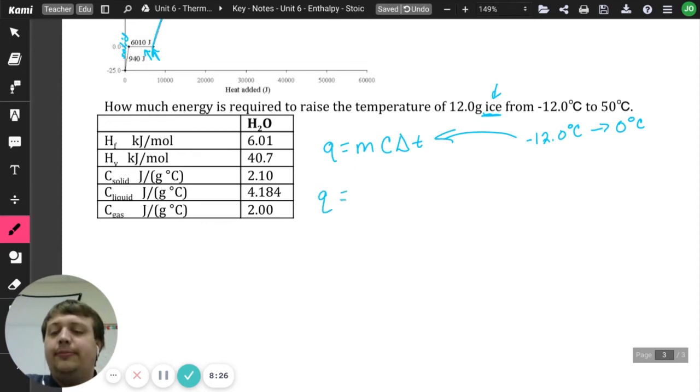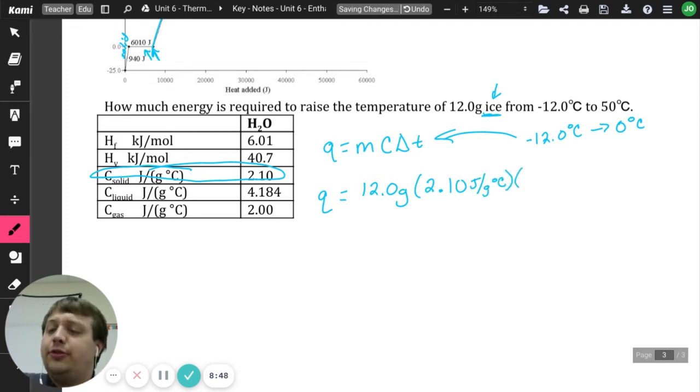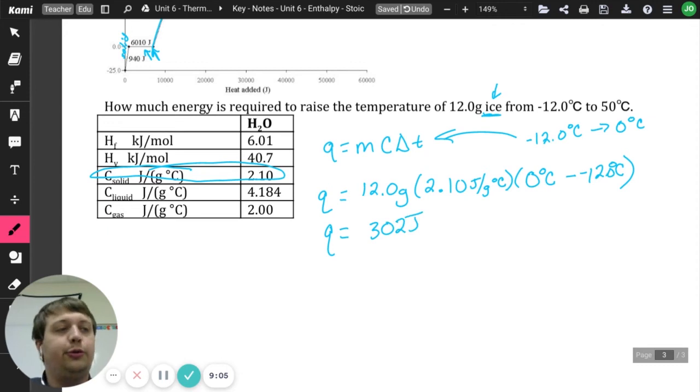I'm solving for my energy. I know I have 12 grams times the specific heat of ice. Now, ice is going to be the solid version of water, which is right there. So we know that the specific heat is 2.10 joules per gram degree Celsius. And then we have our change in temperature. So the final temperature in the solid phase is 0 degrees Celsius minus the initial temperature, so minus negative 12 degrees Celsius. We plug that into our calculator and we will find that we have 302 joules.